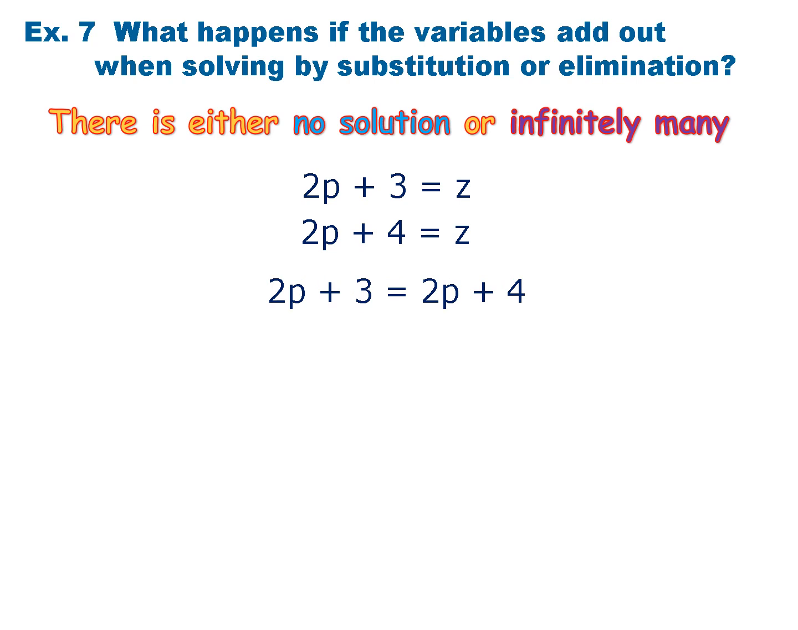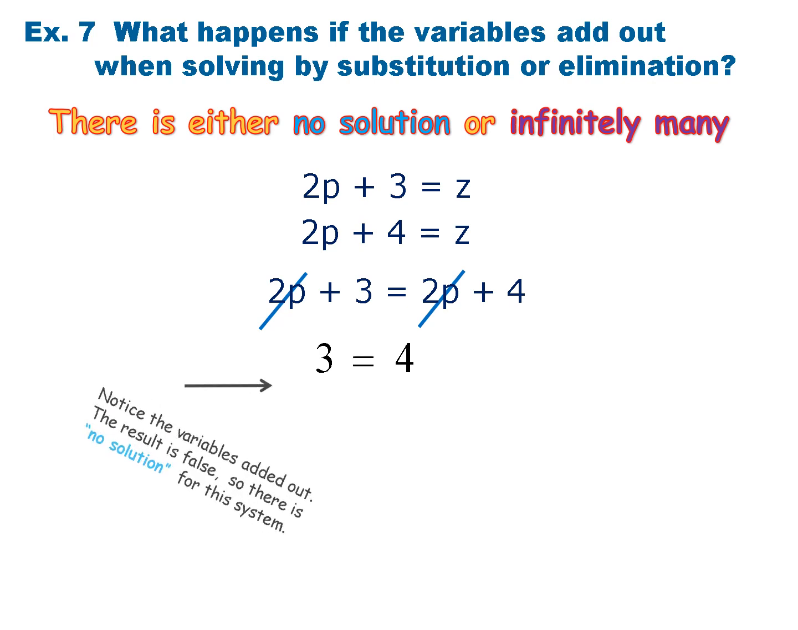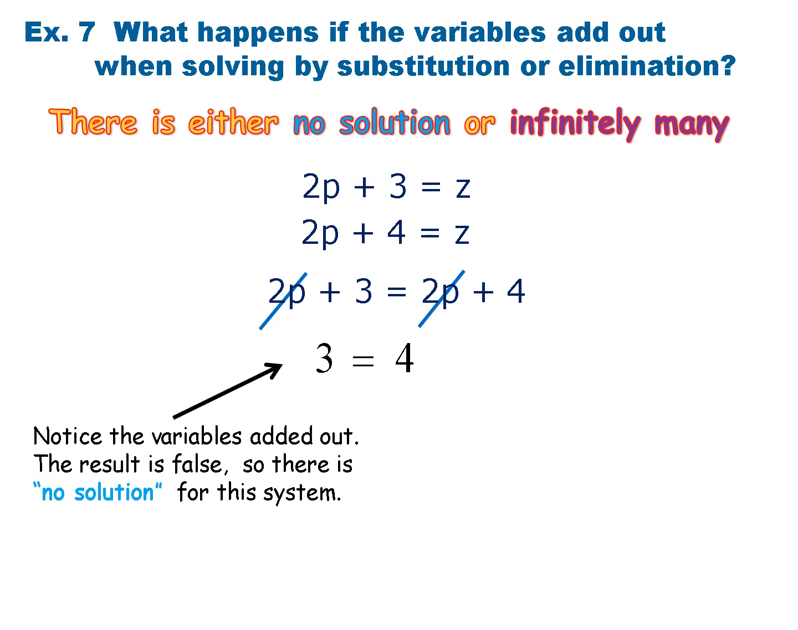So I need to get the p's on the same side. But if I subtract 2p from both sides, they both cancel out. And I'm left with 3 equals 4. Now, is that a true statement? Will 3 ever equal 4? The answer is nope. So we consider that a false statement. So if you get a situation where the variables add out and then what's left is a false mathematical statement, you know there's no solution.